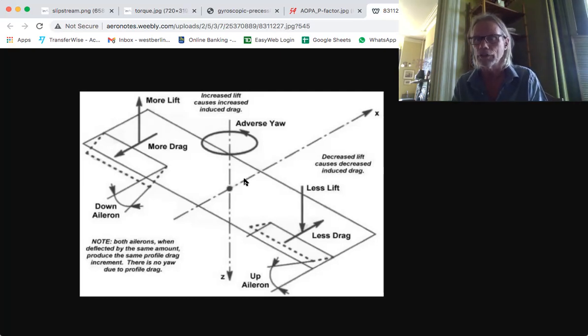It's a function of increasing the power of the wing to lift, which creates more induced drag, okay, which then tugs at the back of the wing, which then creates a yaw. Okay, but here's the thing.